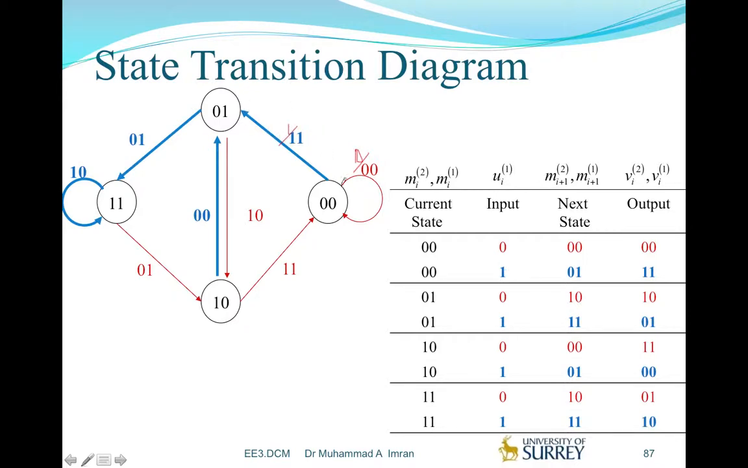For the other transition, which is 1 slash 1 1, here we are saying that input is 1, output is 1 1. And your next state is 0 1. So that's why you can see the arrow finishes at 0 1.